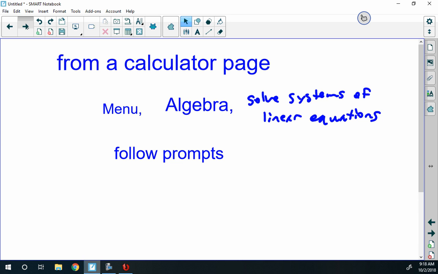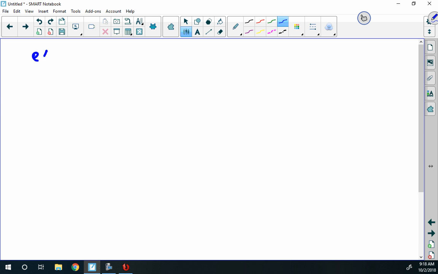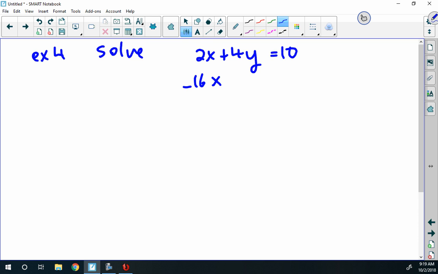Okay. Well, let's look at example 4. Example 4, solve 2x plus 4y equals 10, negative 16x minus 32y equals 20. I notice I didn't say by what method. What method would we like to try? The elimination? That makes sense.